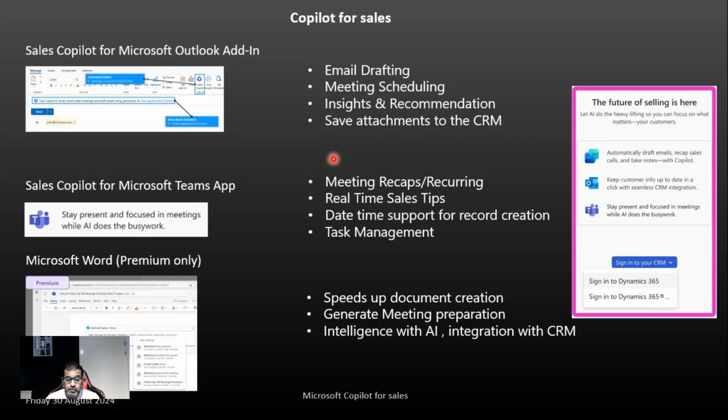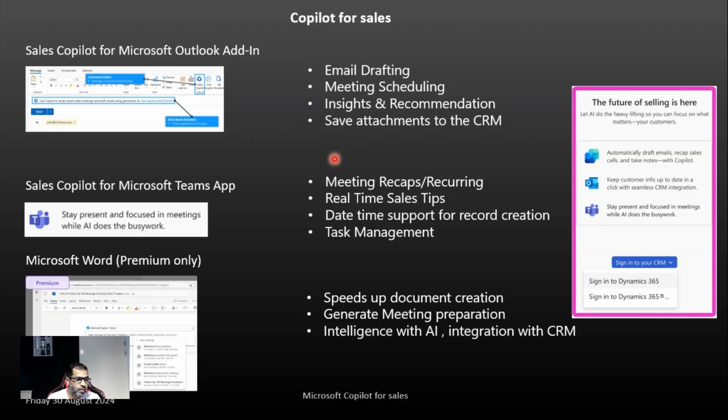And last but not the least, we are also going to talk about Microsoft Word, which is offered in the premium only. This Microsoft Word is something which would help with Copilot for Sales. Of course, this Microsoft Word is currently in public preview at the moment when we are speaking. However, from the first week of September, it is going to be GA. The main part of this Microsoft Word Premium is that it helps in speeding up the document creation.